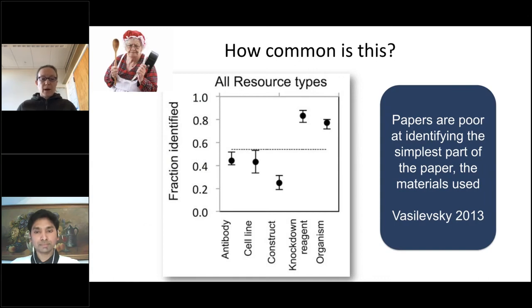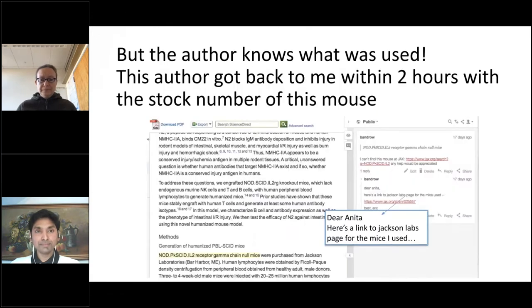So this is a real problem. If you can only find half of the antibodies consistently, half the cell lines, then those papers are not reproducible. We can't figure out what we've used. But the thing that really struck me is when I reached out to the author of this paper, he got back to me within just a few hours and told me what was the stock number of that particular mouse. And it's like, huh, really?